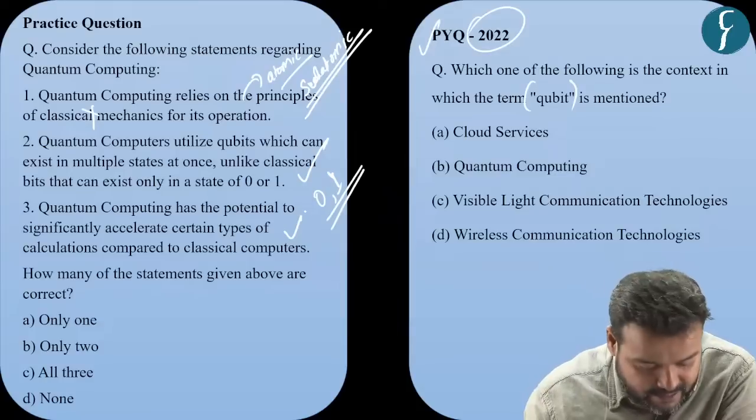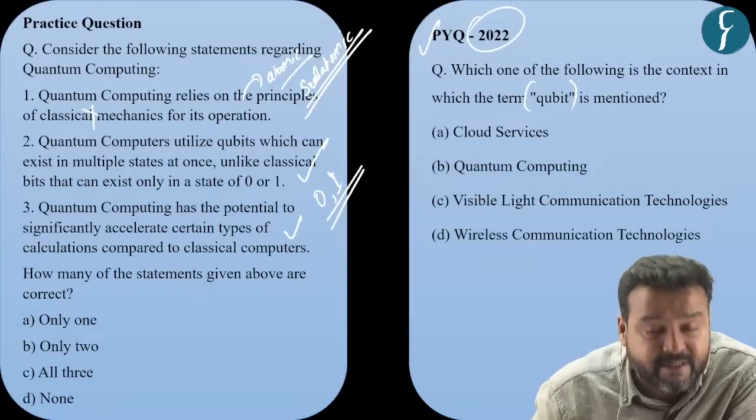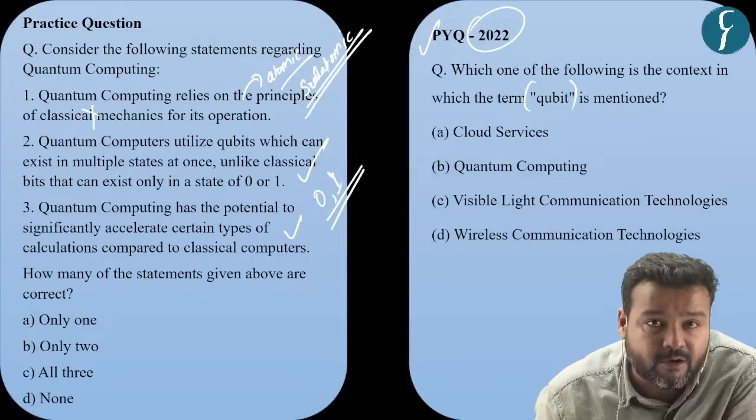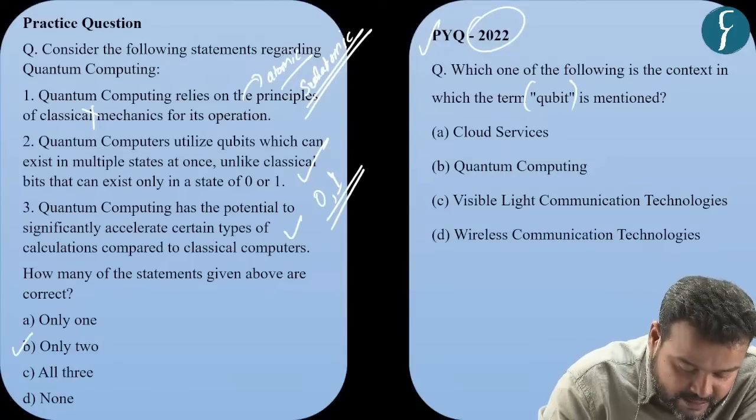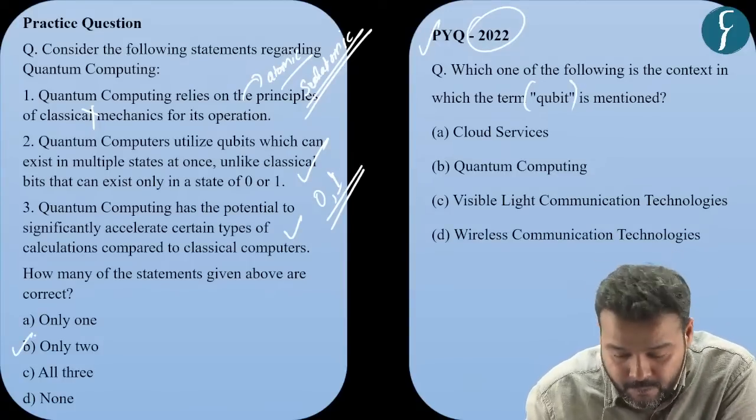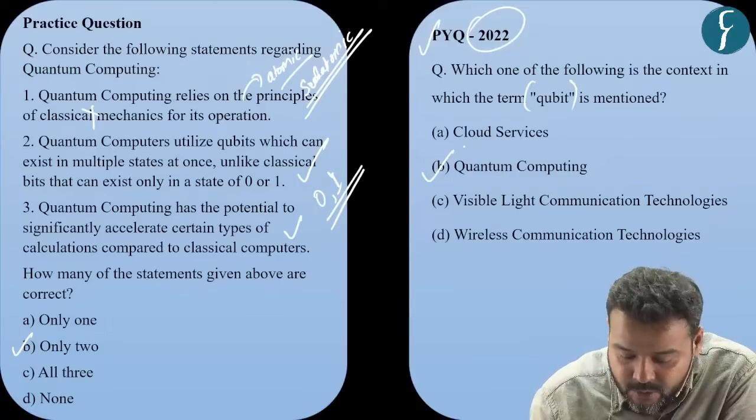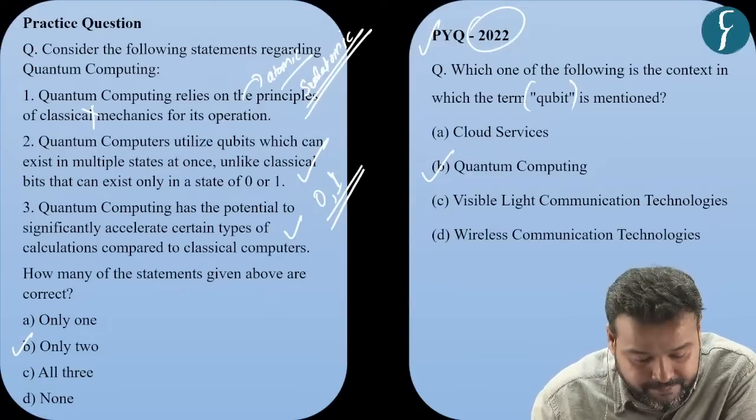Yes, it is faster. So as you had to find how many of the above statements are correct, the answer would be B, that is, only 2. The answer for this PYQ is B, that is, quantum computing.